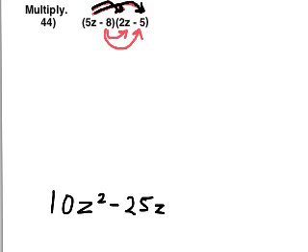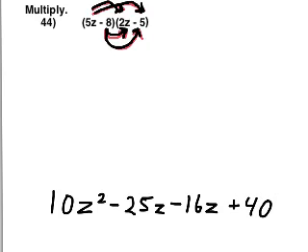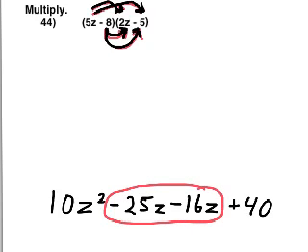Okay, now we're going to go to our negative 8. Negative 8 times 2z gives us a negative 16z. Okay, now our negative 8 times a negative 5. Negative times a negative is positive. Positive 40. But now look, are we done? No, because we have two like terms that we need to combine.